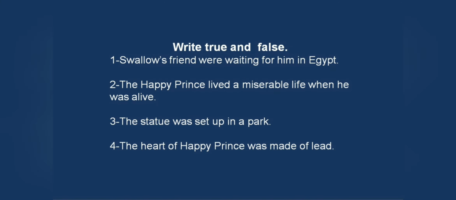So students, today your homework is to write true or false for the following sentences. First one is swallow's friends were waiting for him in Egypt. Second one is the happy prince lived a miserable life when he was alive. And the third sentence is the statue was set up in a park. And the fourth one is the heart of the Happy Prince was made of lead. Students, you just have to write down in your notebooks whether each sentence is true or false.